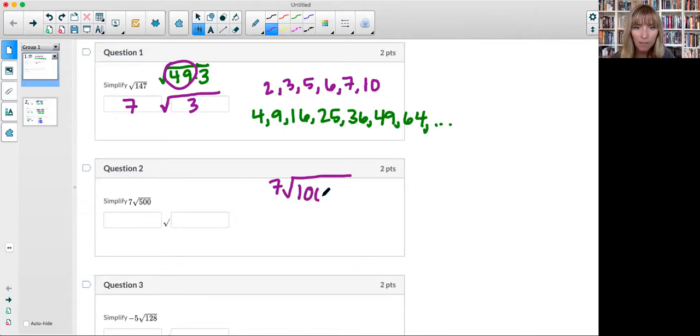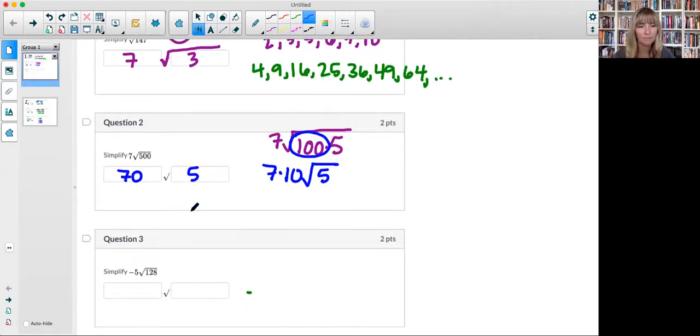So here I go, 100 times 5. Now I get to square root the part that square roots nicely. That's the perfect square part. The 7 is still here, but now we're going to multiply it by 10 because the square root of 100 is 10. And once you've done that action, you take it out. The 5 will stay inside. Now I clean this up. My coefficient is 70. My radicand is 5.